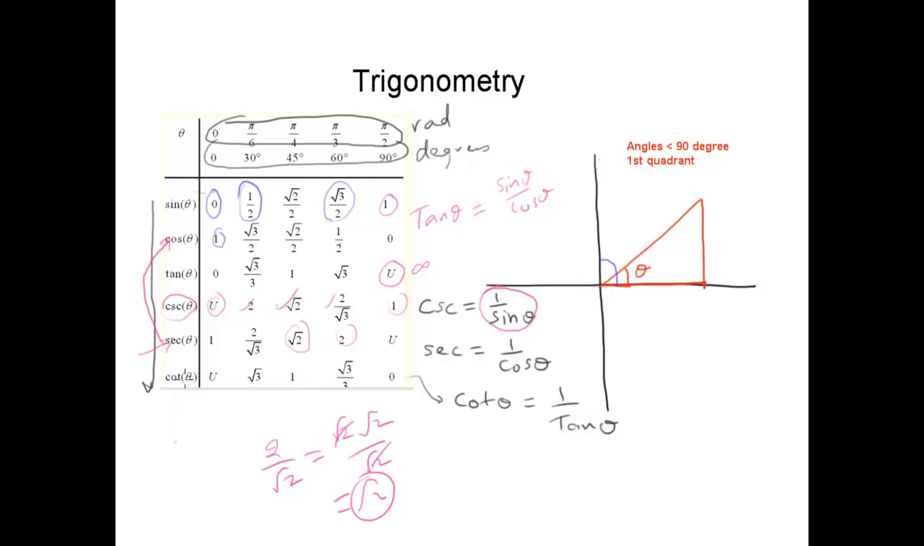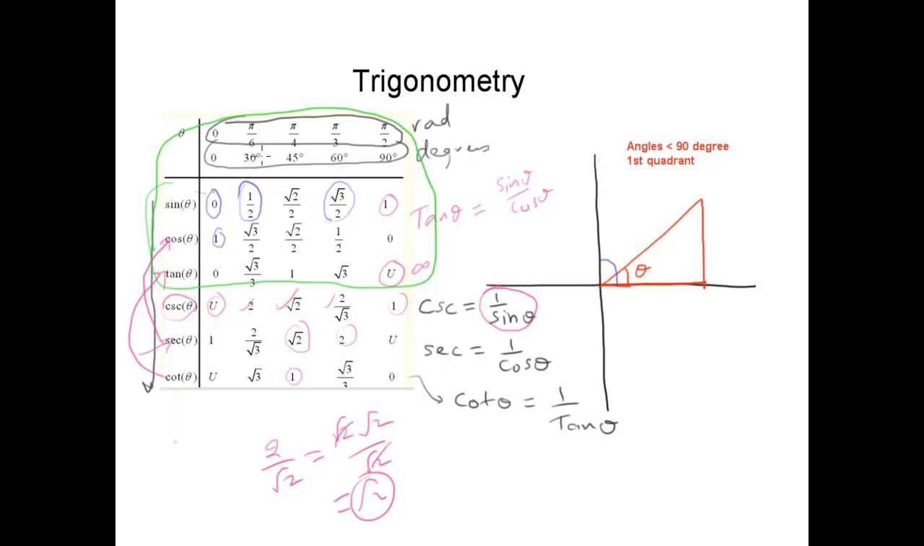And same thing with cot theta. Cot theta should be reciprocal of tan theta, right? So if tan is 0, then cot 0 will be undefined. If tan 45 is 1, cot 45 is 1. Tan 60 is root 3, so this should be 1 over root 3, or root 3 over 3, the same thing, right? So in essence, if you know the values of, say, the first 3 trigonometric functions, right, then you can find the rest 3, right?